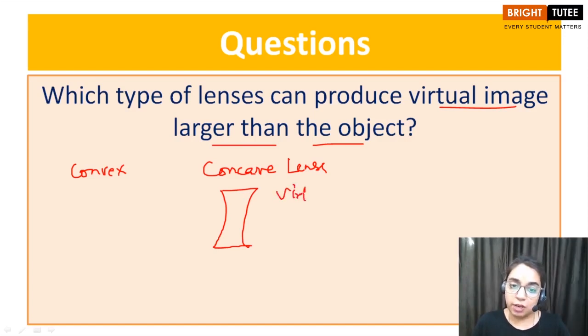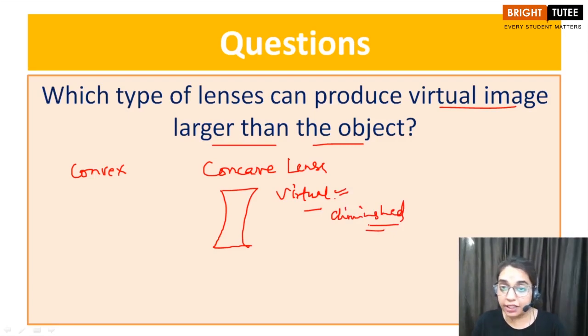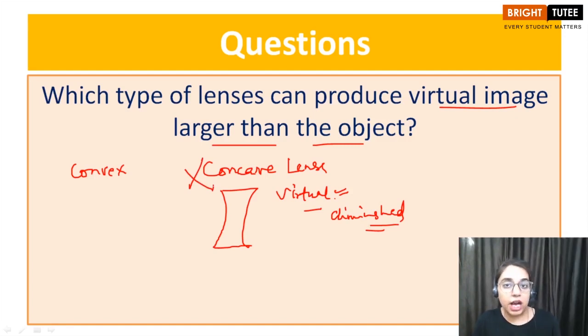I agree. But children, if you remember, you will observe that the nature of the image formed is virtual, but the size is always diminished. There is not a single case where the size of the image will be either equal to or greater than that of the object. So this option is already ruled out. A concave lens cannot be the answer. So the correct answer is convex lens.